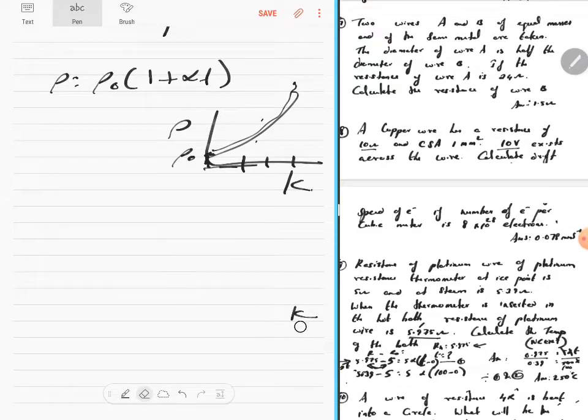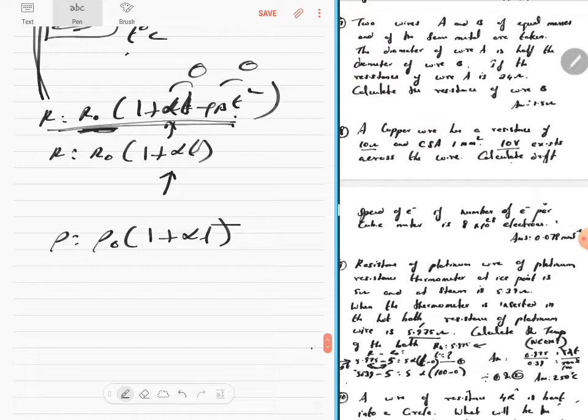Nichrome, copper. Okay, so then T refers to a small change in temperature. When you square it, it becomes negligible. Rho is equal to rho naught into 1 plus alpha T. This alpha is known as the temperature coefficient of resistance or resistivity.